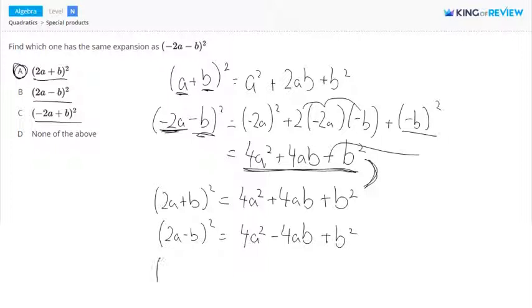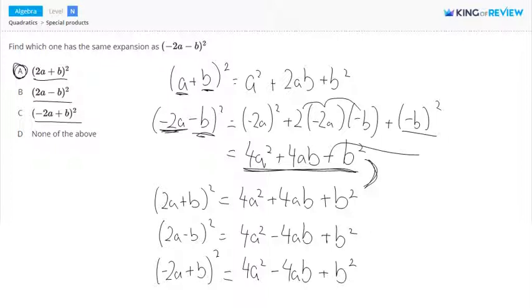Alright, option C, (-2a + b) squared. So that's going to be negative 2a squared, which is 4a squared, and then 2 times negative 2a times b, which is negative 4ab, and then b squared.